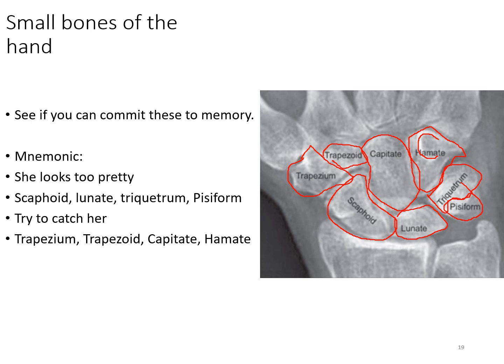And your lovely little mnemonic is: she looks too pretty. Scaphoid, lunate, triquetrum, pisiform. Try to catch her. Trapezium, trapezoid, capitate, hamate. Isn't that easy? There is another one, you can make of it what you will, another little mnemonic: some lunatics try positions that they can't handle. But I'll let you interpret what's meant by that.